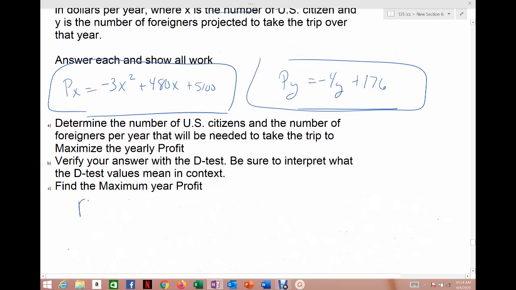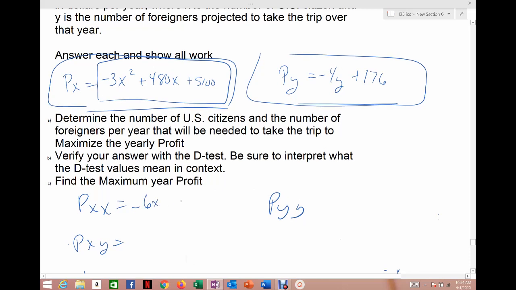Alright, so my second derivative with respect to x, my second derivative with respect to y, and then my mixed derivative. Alright, so looking here first, finding its derivative with respect to x again. Well, that's going to be negative 6x plus 480. So I do have an equation this time.